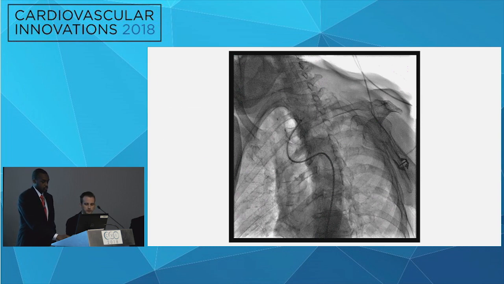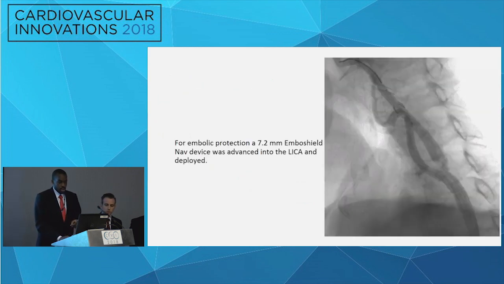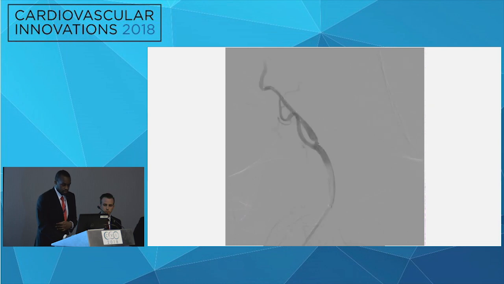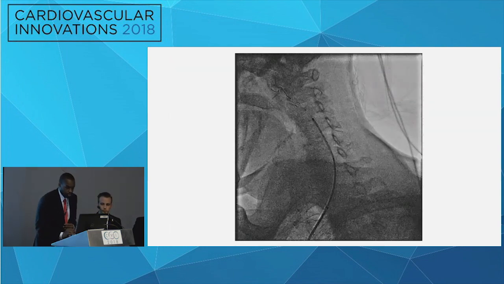The MOMA device is usually used for these types of procedures, but because it was a type 3 aortic arch, we decided to go ahead and use the EmboShield NAV filter. The EmboShield NAV filter was advanced past the lesion for embolic protection. And this kind of shows the blood flow. You can see the occlusion as well as the filter being deployed. This is before intervention. The stent was then engaged and deployed as depicted here.